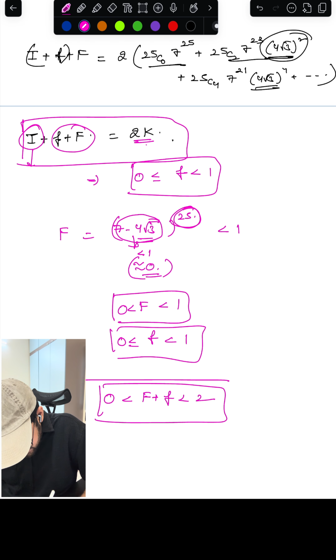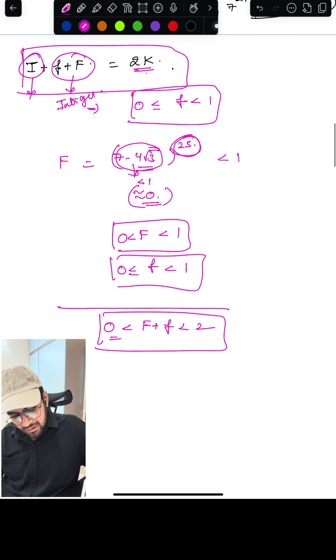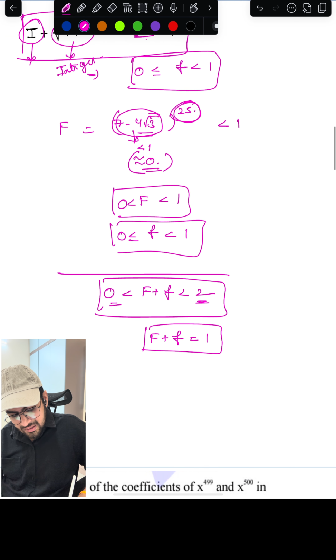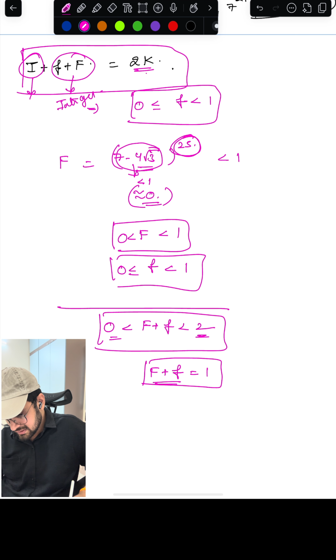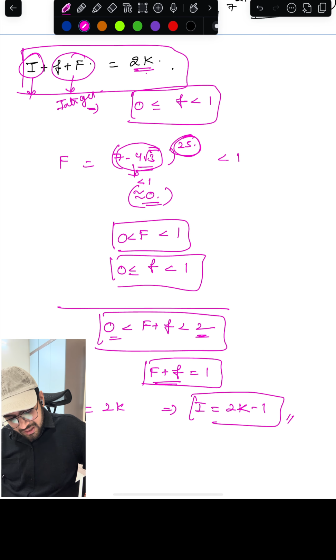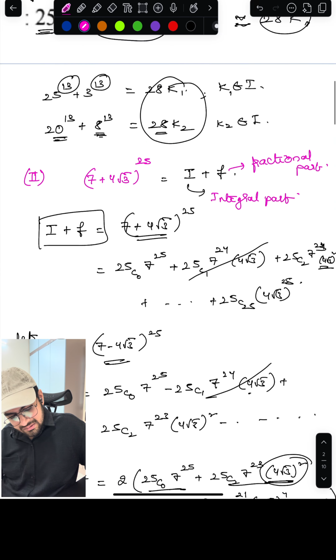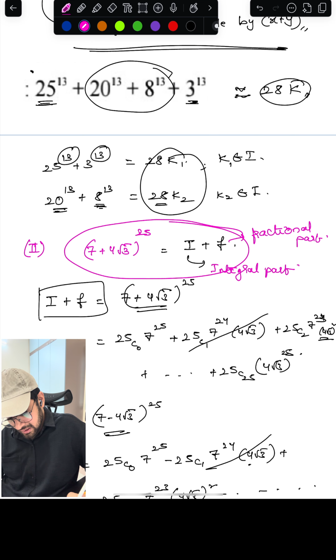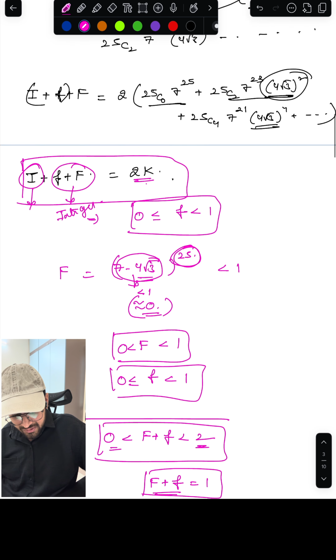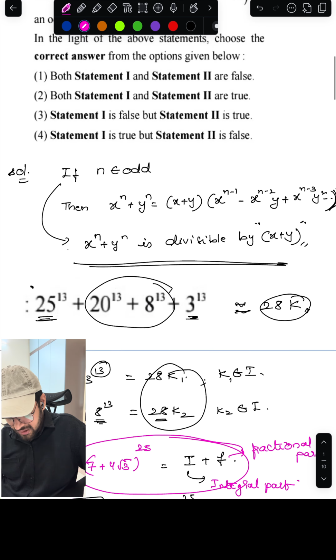Now if this should happen, then if I is an integer, small f plus capital F should also be an integer, right? And small f plus capital F is between 0 and 2. Now the integer between 0 and 2 is definitely 1. So what I can say is f plus F value is 1. So I can write I plus 1 equals 2k. Now I is equal to 2k minus 1, which is nothing but the odd form of a number. So can I say the integral part of this particular expansion is an odd number, right?